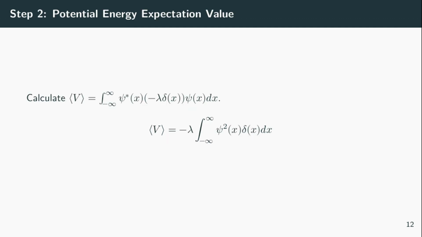Next, let's calculate the potential energy expectation value, bracket V. That's the integral from minus infinity to infinity of psi star of x times the potential, minus lambda delta of x, times psi of x, all integrated with respect to x. Since psi is real, psi star is psi. We can pull the constant minus lambda out of the integral. So bracket V equals minus lambda times the integral from minus infinity to infinity of psi squared of x times delta of x dx.